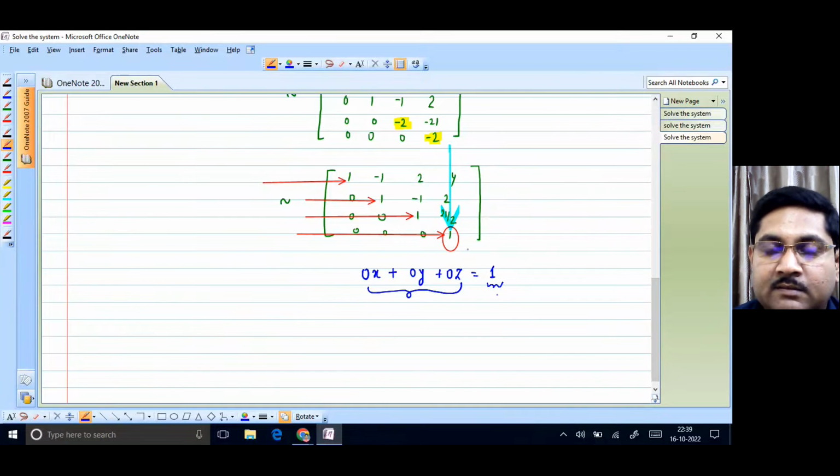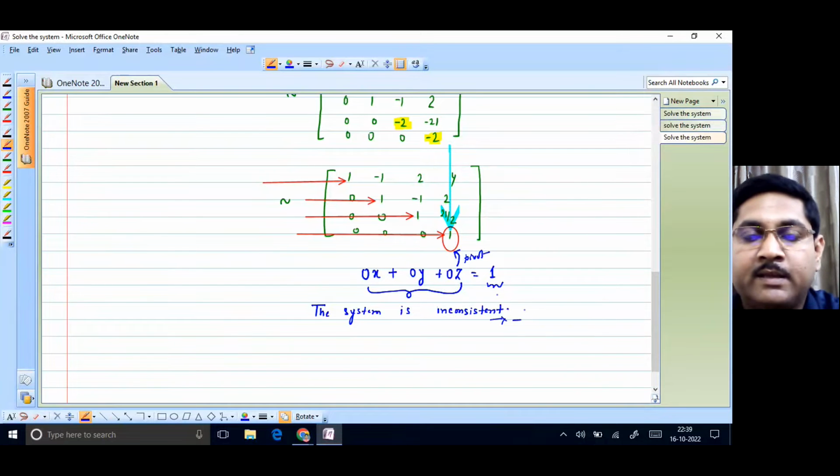So when you see that your pivot is coming in the last column, you simply write that the system is inconsistent. So here I say that the system is inconsistent. Okay. So a pivot in the last column indicates there is no solution, or the system is inconsistent.